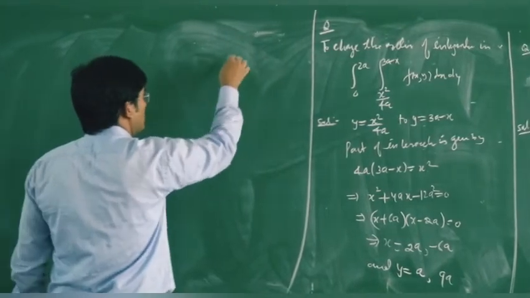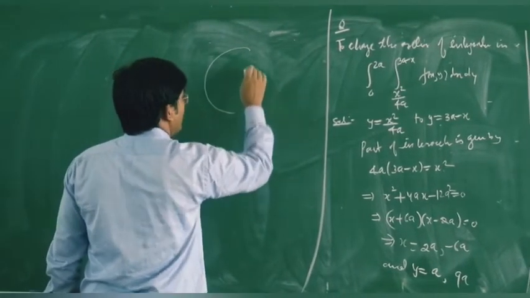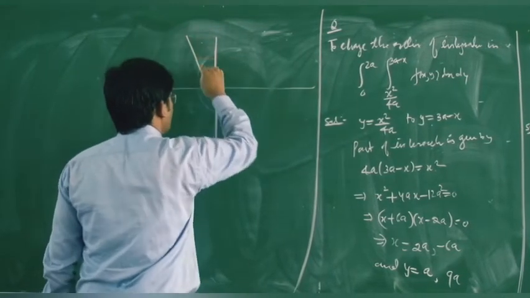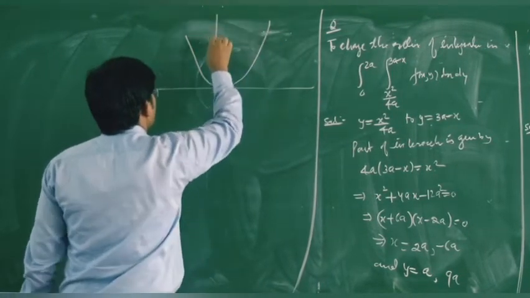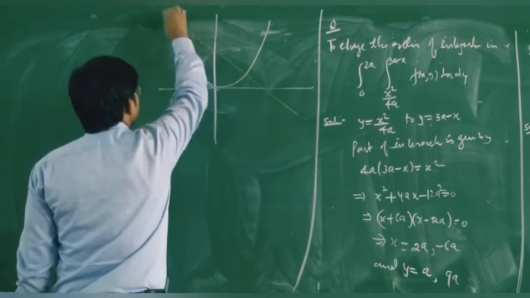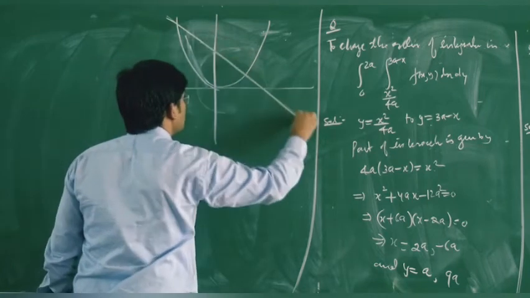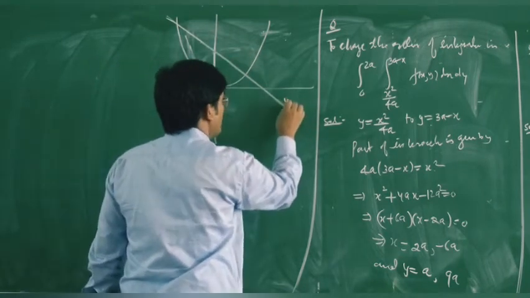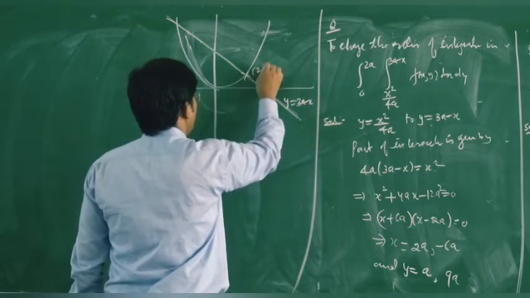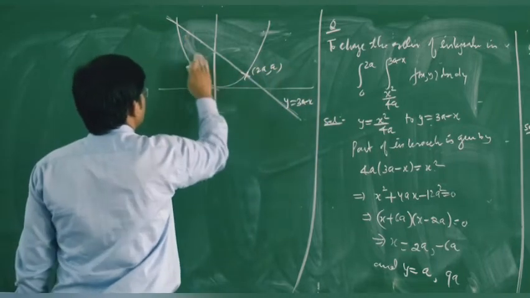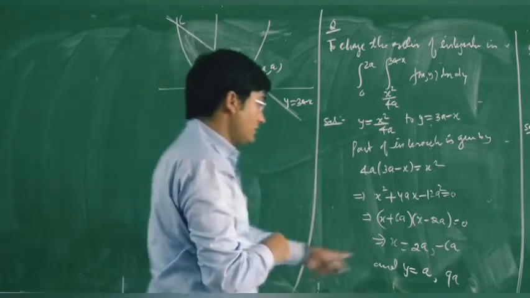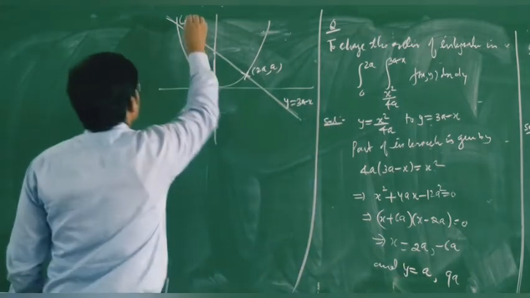Let us draw the diagram. Here we have a parabola, which is your x square equal 4ay. Then we have a straight line, which is this one, and this is your y equal 3a minus x. And your point of intersection is (2a, a). And then we have the point of intersection when your x is minus 6a, we have y as 9a.